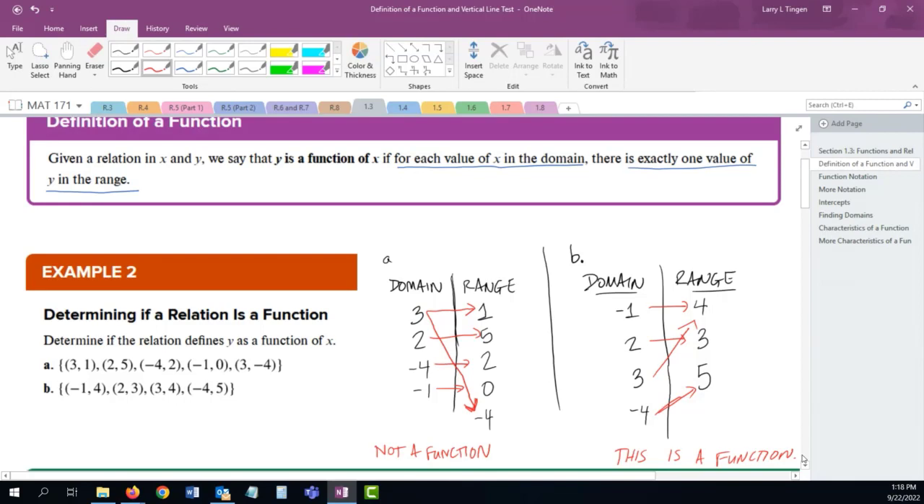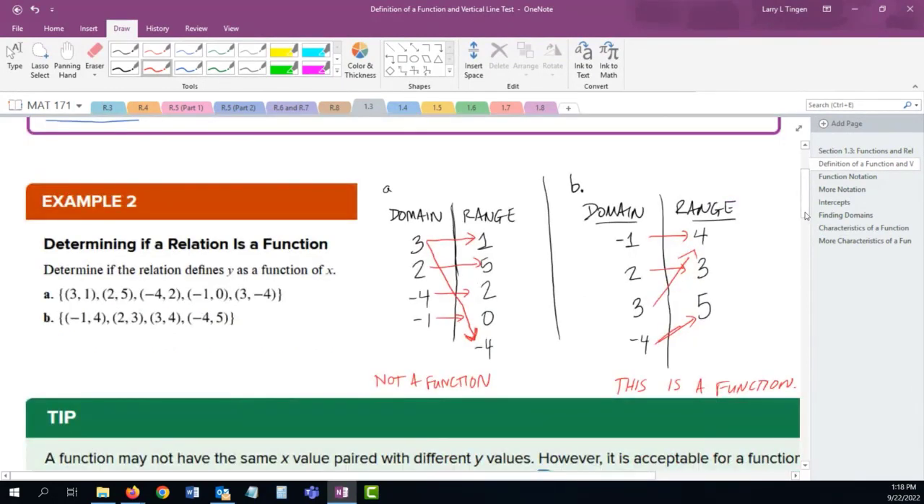Because every x value has one y value that it points to, right? Every one of the values in the domain only has one arrow leaving it. The -1 goes to one place, the 2 goes to one place, the 3 goes to one place, the -4 goes to one place. It can be confusing, but when you consider the relations in this form, when you're just kind of looking at them as just arrows across, if any x value has 2 arrows leaving it, it's not a function.